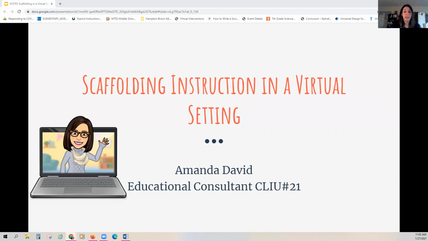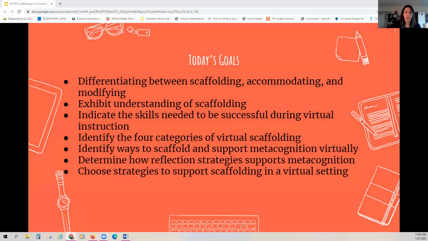Today we will be talking about scaffolding in the virtual setting and how you can best support your students virtually. Here are today's goals. I'll briefly go over these and then we'll get started.